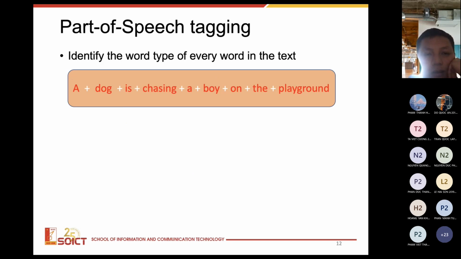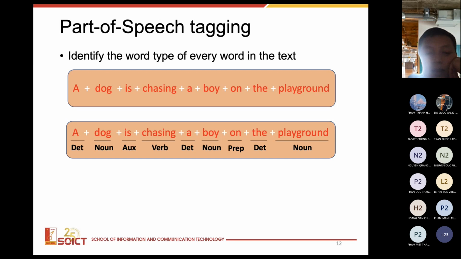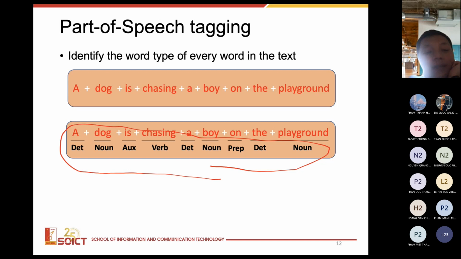Okay. Also, for part of speech tagging, the idea is to identify the word type of every word in the text. For example, this is the input sentence, right? And this is the output. We want the POS tagging to return, so that it can detect that A here is the determiner, this is the noun, this is the auxiliary, this is the verb, this is noun, this is determiner, and this is noun, whatever, right?